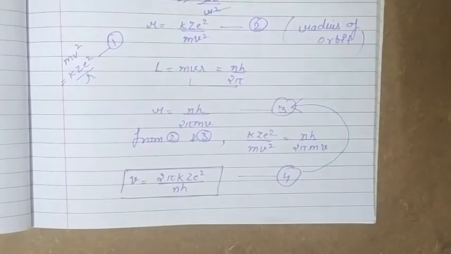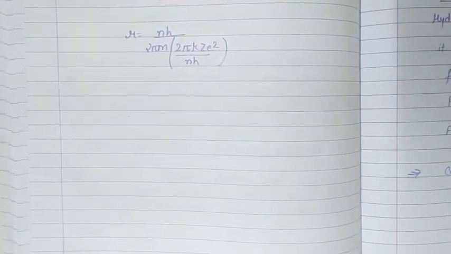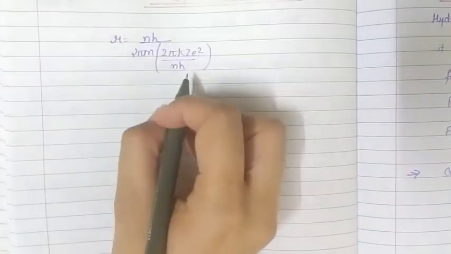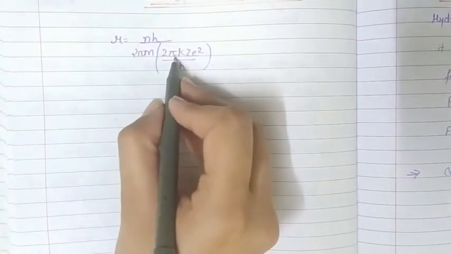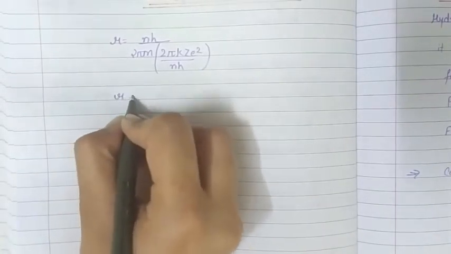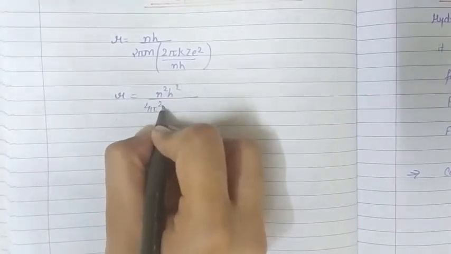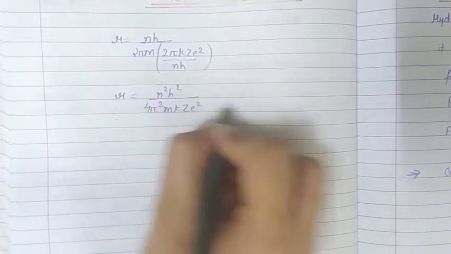For that we get r is equal to nh upon 2 pi m v, and in place of v we are substituting the value of v from equation number 4, which is 2 pi k z e square upon nh. On solving this we get the radius of the orbit r is equal to n square h square upon 4 pi square m k z e square. This is equation number 5.